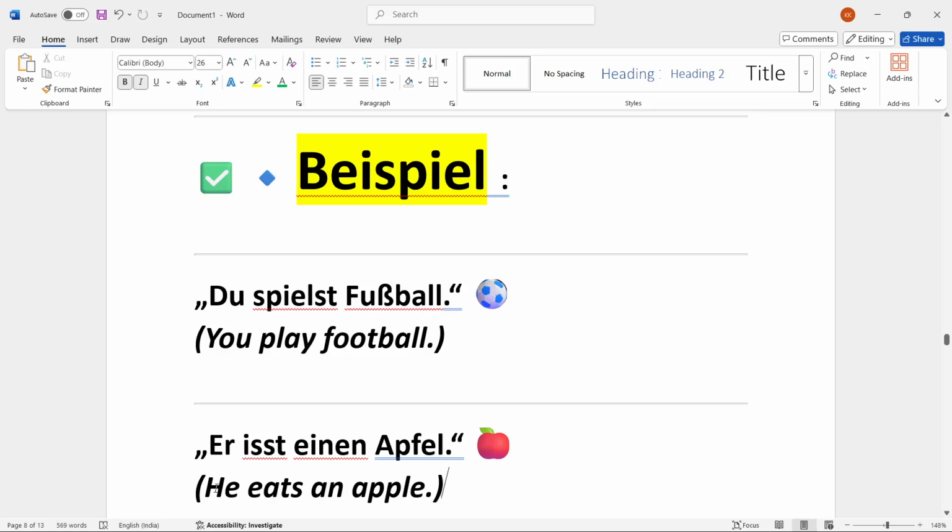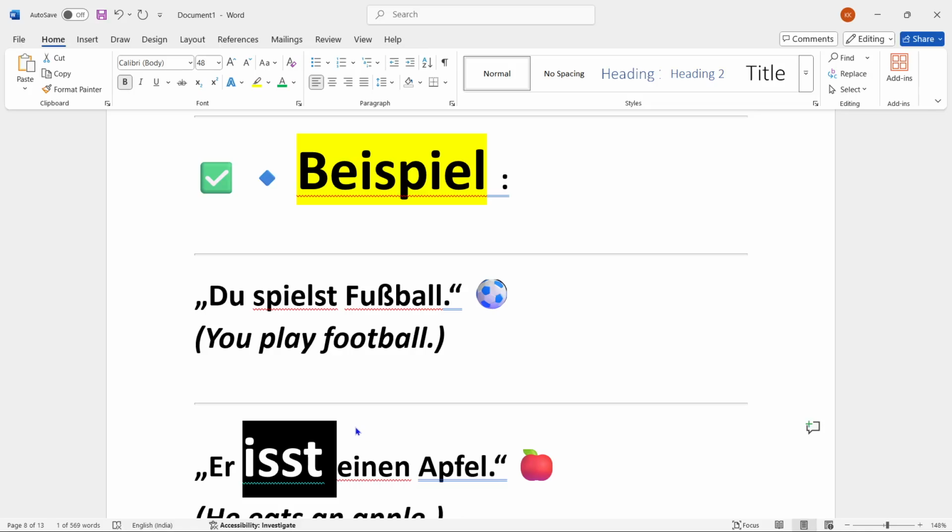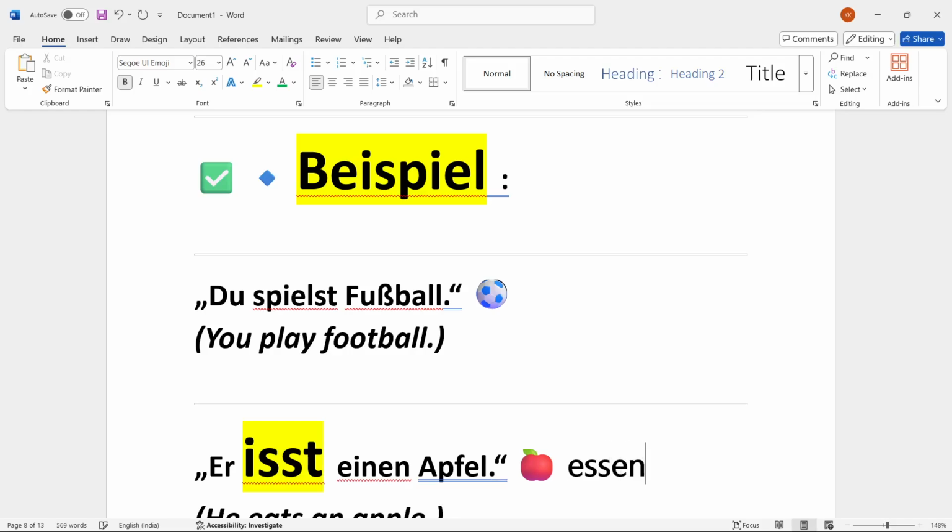In this sentence, er isst. Er isst einen Apfel. Isst. Okay, this is also a verb. Which verb? Essen. Essen. It means to eat. Yes, exactly.